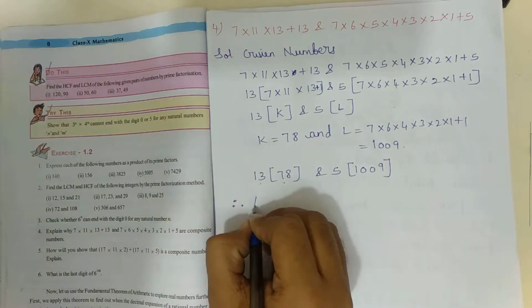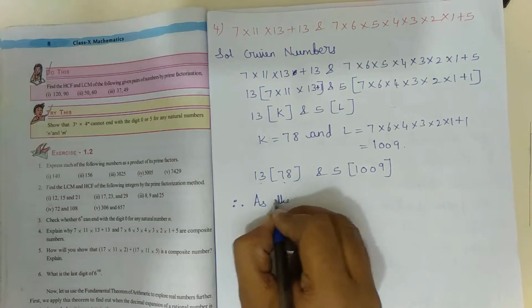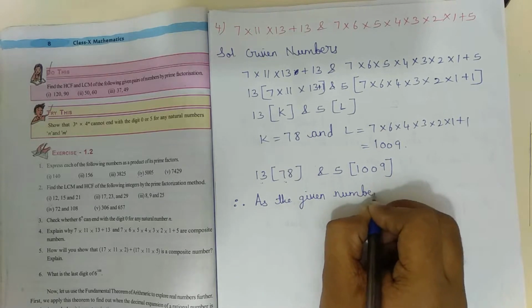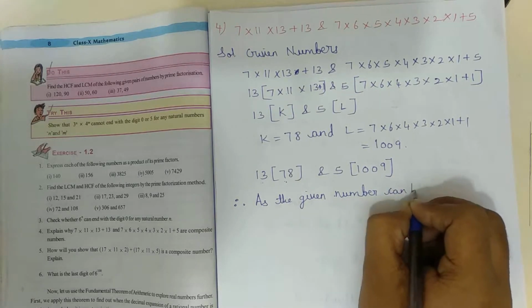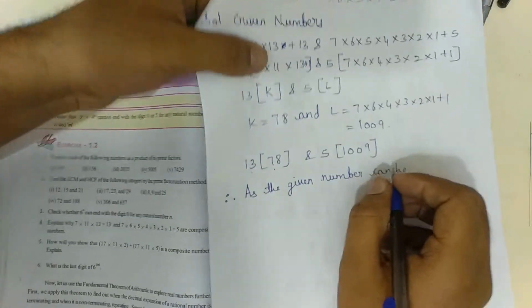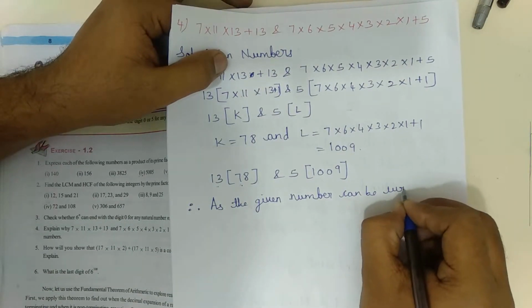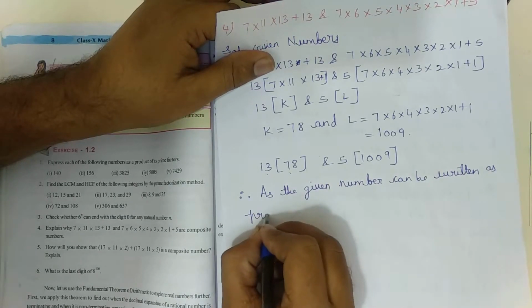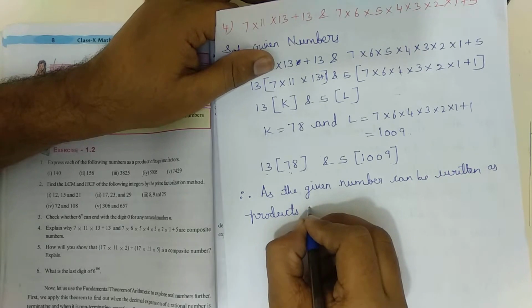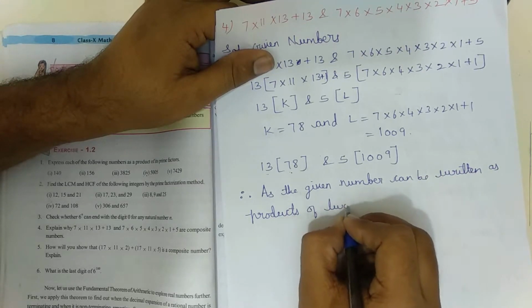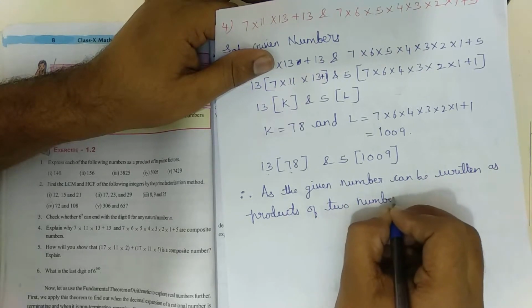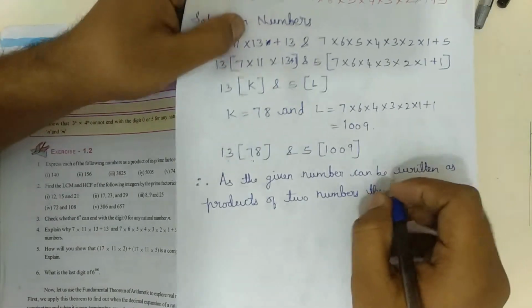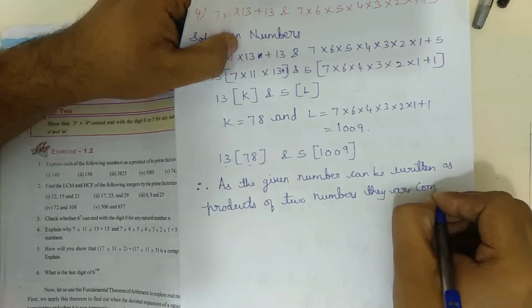Okay, what we can say is, as the given numbers can be written as products of two numbers, they are composite.